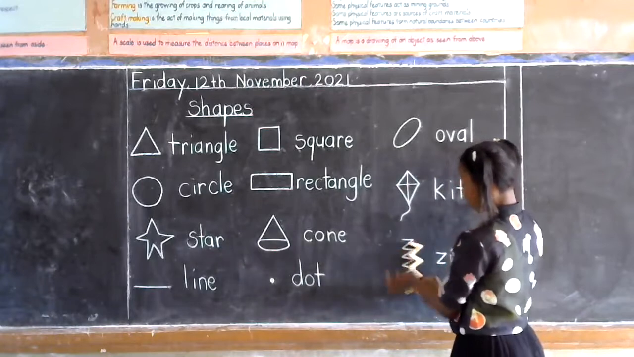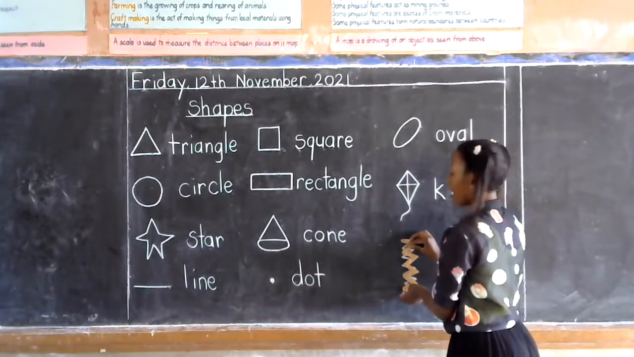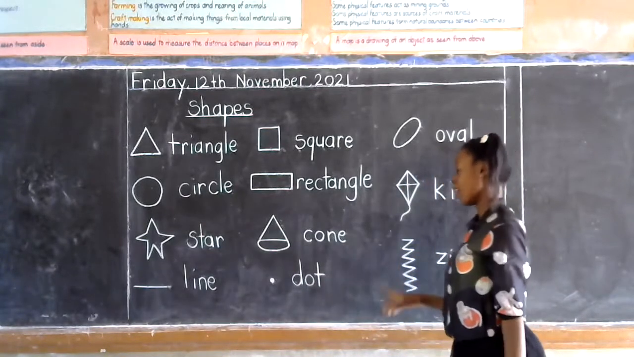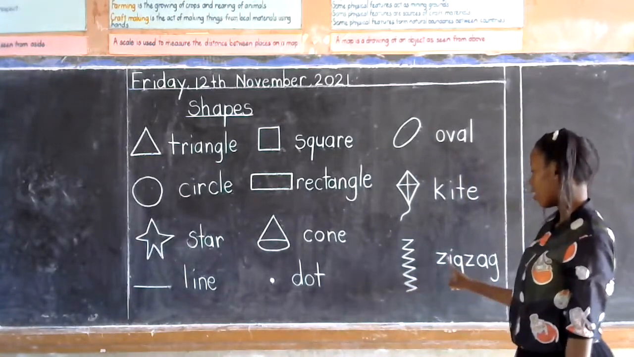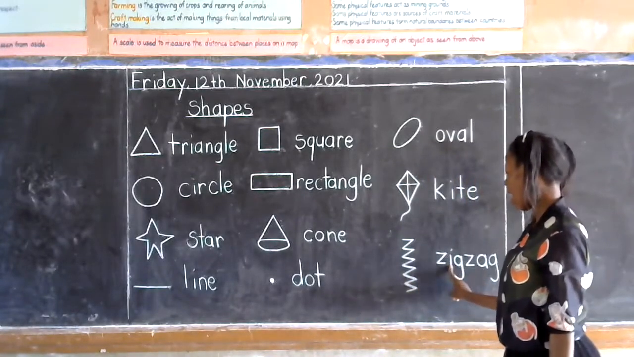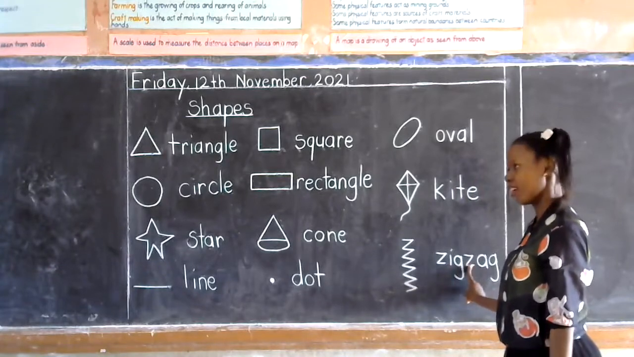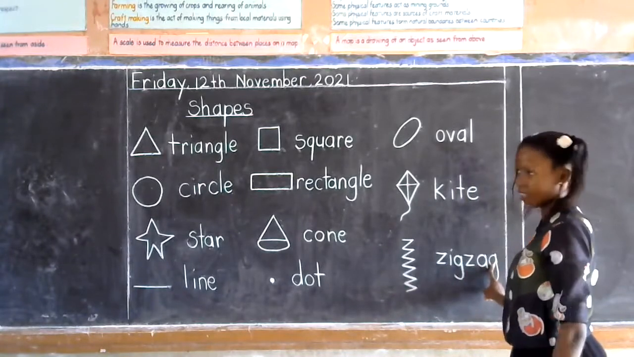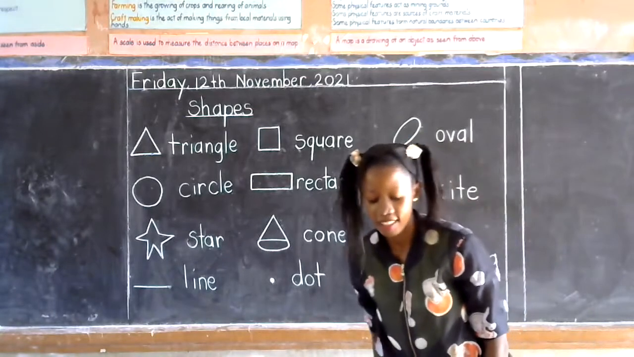This is what we call a zigzag. Let's spell the word zigzag. It is Z-I-G-Z-A-G. The word is zigzag.